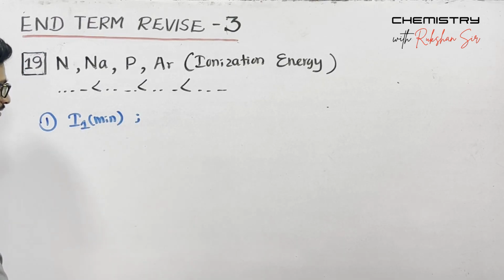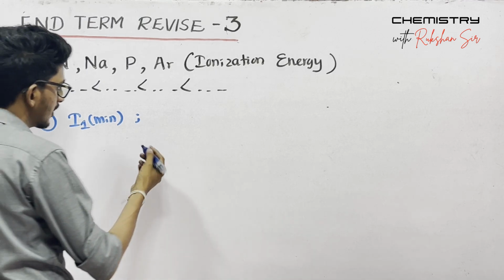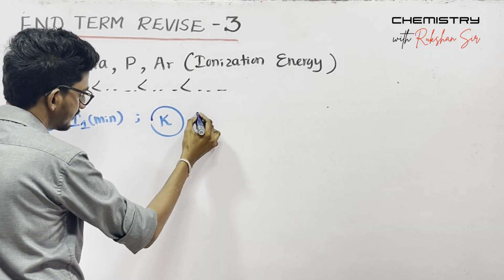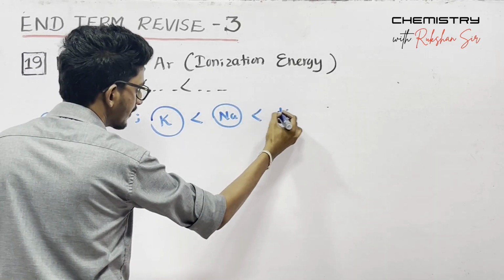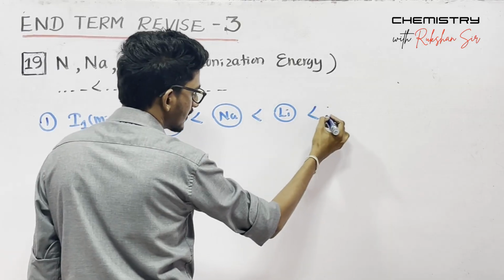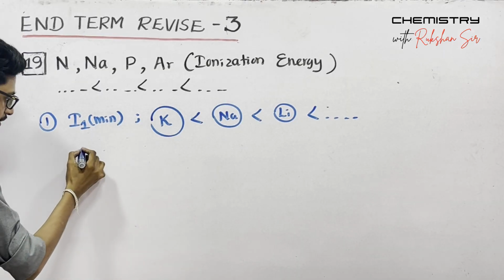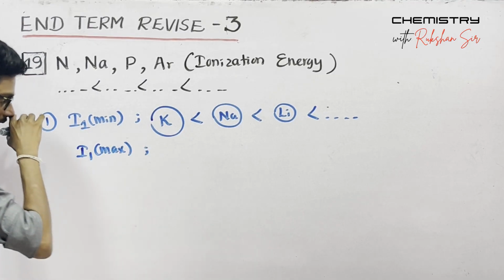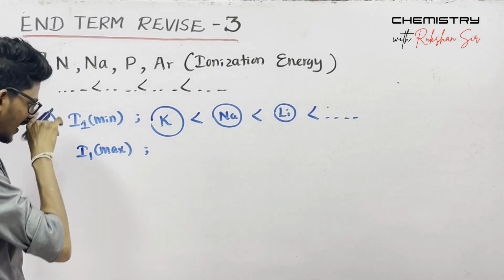I1 minimum values appear with the group 1s, which are more keen to release the first electron, so less energy is sufficient for that. So that is coming up with the greatest group 1: potassium, sodium, and lithium. Those are the ones with the smallest, minimum values of I1. Then I1 max values also should be known. I1 max values come with the noble gases, because those are the ones which are not keen to release electrons, because those have a stable configuration.